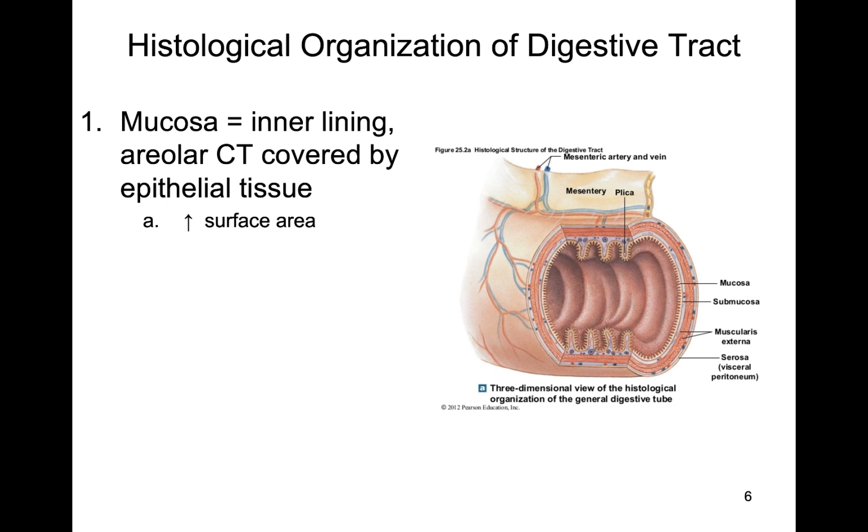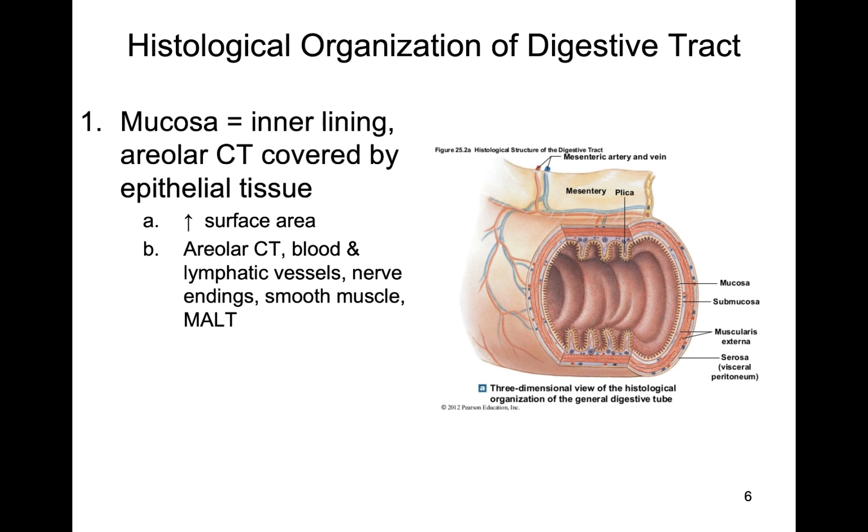These are going to increase the surface area, and another thing that you have there is areolar connective tissue, and also blood vessels. So blood is going to absorb the nutrients, and then the nerve endings. The nerve endings are going to tell the brain when there's food in there, so the brain can cause smooth muscle to contract and move the food along.